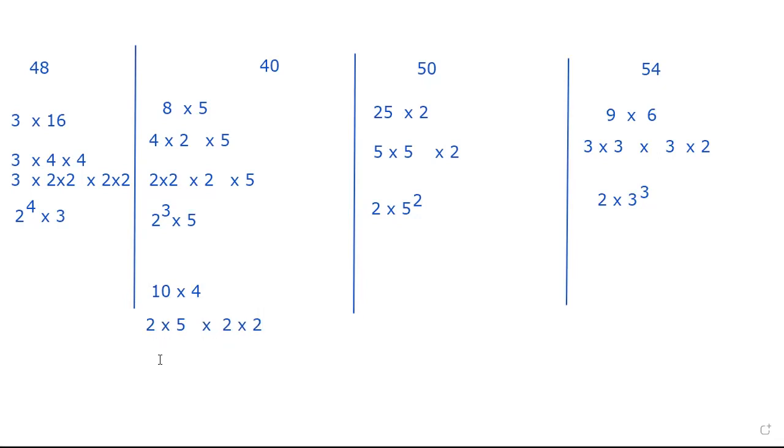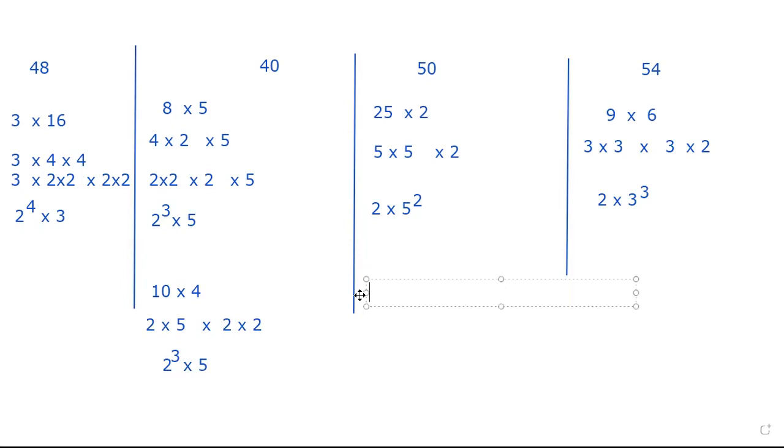So we've broken it down, but in the end, the prime factorization is going to be the same, because if we look at this bottom row, we still have 2 to the third power times 5, okay? And the same way, I'm just going to use it right here.